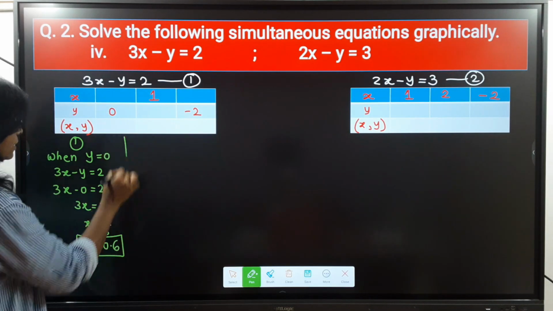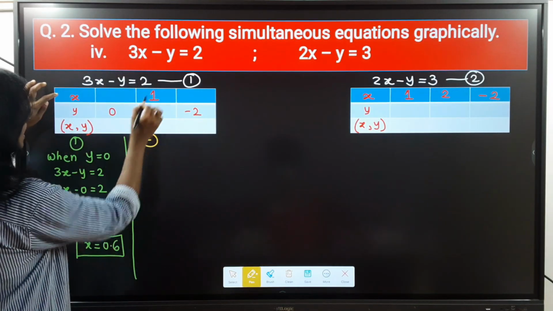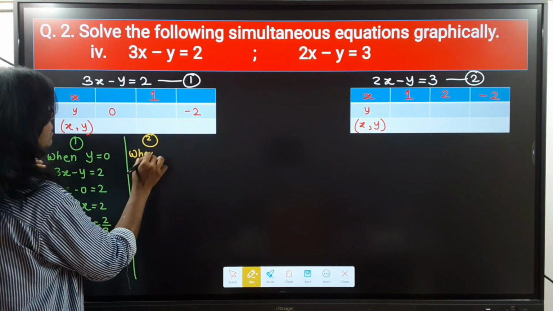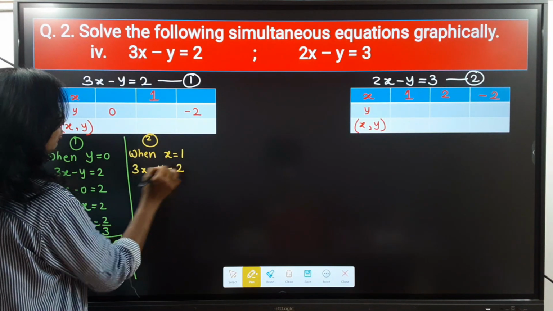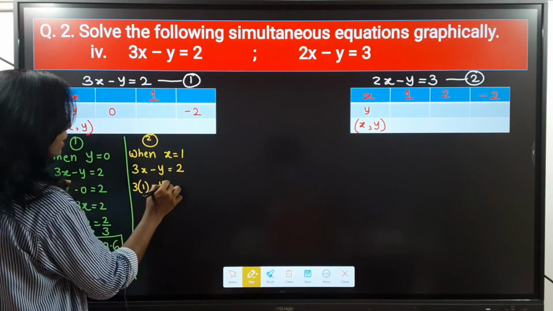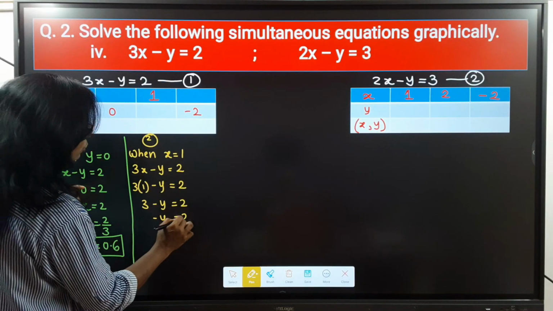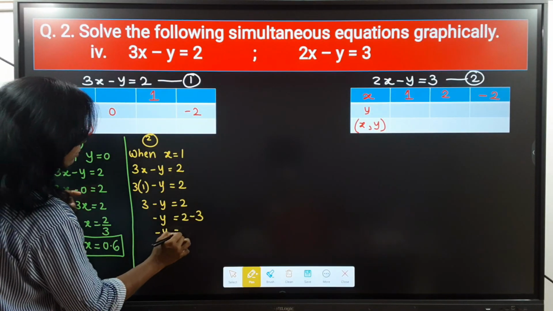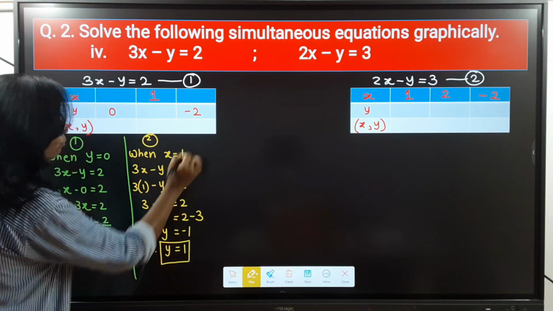Then next value, students. The next value, consideration for x. So when x is equal to 1, the equation is 3x minus y is equal to 2. So 3 multiply 1 minus y is equal to 2. So 3 minus y is equal to 2. So minus y is equal to 2 minus 3. So minus y is equal to minus 1. So y is equal to 1. Therefore y is equal to 1.